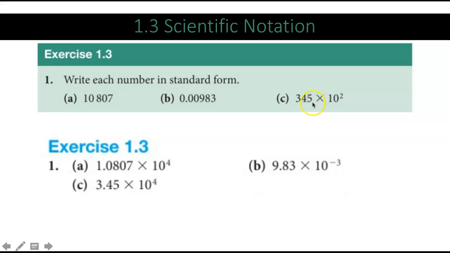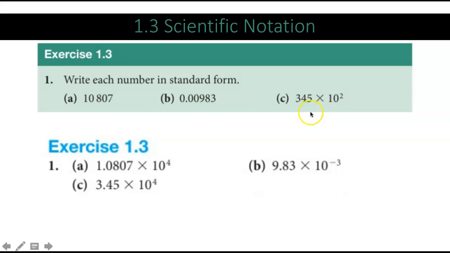For part C, if you don't see a decimal point, the decimal point's at the end. So I have to go back 1, 2. Now, notice the number used to be 345. I have made that number smaller. I've made that number 3.45. Okay, I'm going to say that again.